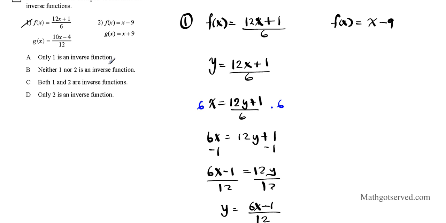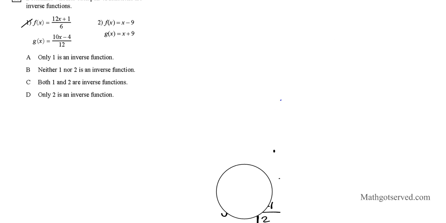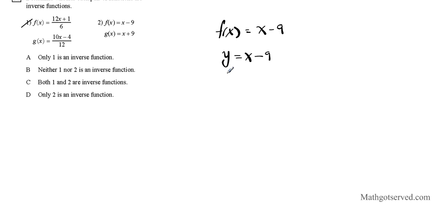All right, let's take a look at option 2 and see if this is an inverse of that. So for option 2, we have f of x equals x minus 9. Replace that with y equals x minus 9. So we're going to switch: x equals y minus 9. Now for y, add 9 to both sides, and you have y equals x plus 9. That's exactly what this is. So for option 2, these two are inverses, and the answer is option D. All right.